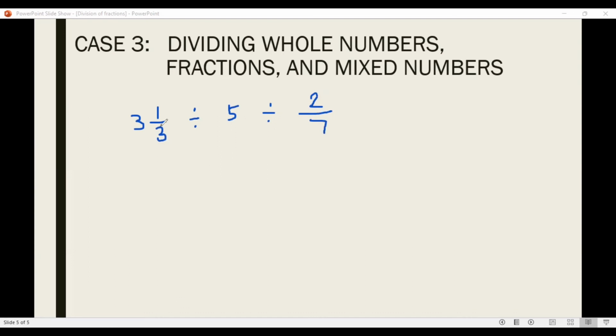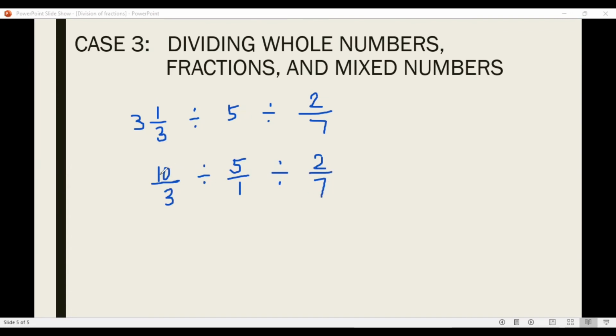So again, all the mixed numbers will have to be changed to improper form. So having 3 and 1/3, it's just proper that this will be named first as 3 times 3 is 9 plus 1 is 10. So we have 10 over 3. Okay, and then like in the rule, when you have 5, that is understood to be 5 over 1, because any number divided by 1 will give you the number itself. And then, of course, the 2 over 7 will just be copied because that's just a proper fraction.